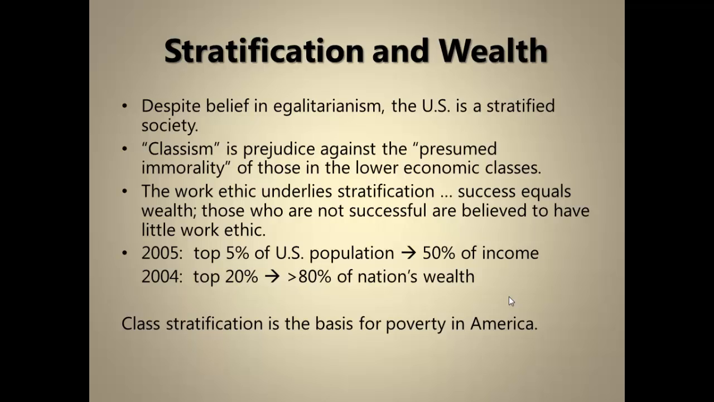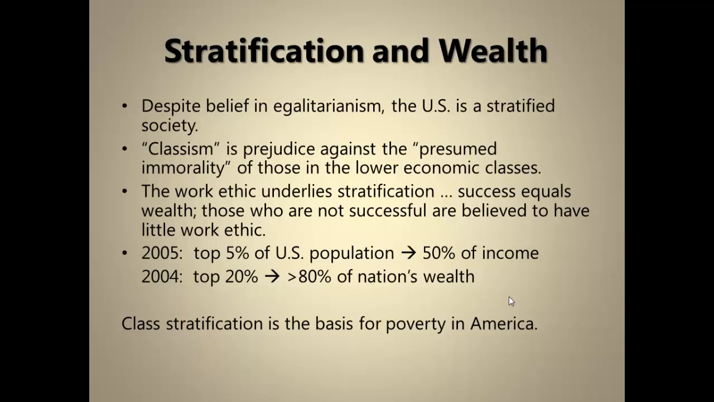In 2005, the top 5% of the United States population had 50% of income. Now, income is money from working. So when you go out and you do something, and you have a paycheck coming in because of that. So the top 5% of our population has 50% of the income. That means most of the money being generated through work is being generated by 1 in 20 people.